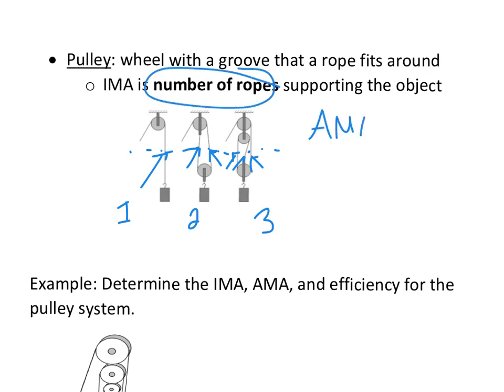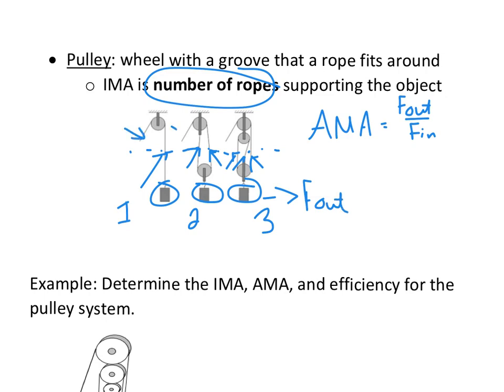And then you would be able to find the AMA the same way as we did for inclined planes. It would be your output force over the input force, where the output force is the weight, so that would be your hanging mass. And the input force would be how much you're pulling on the string with. So those would be your input forces. So we'll do one quick example with this.